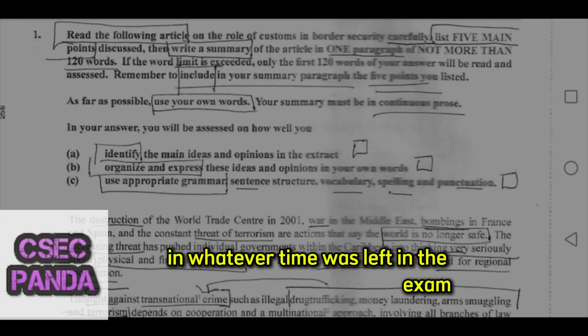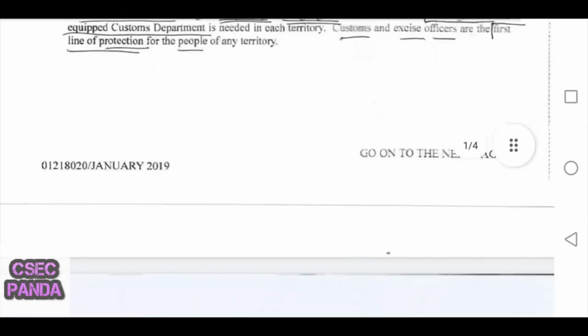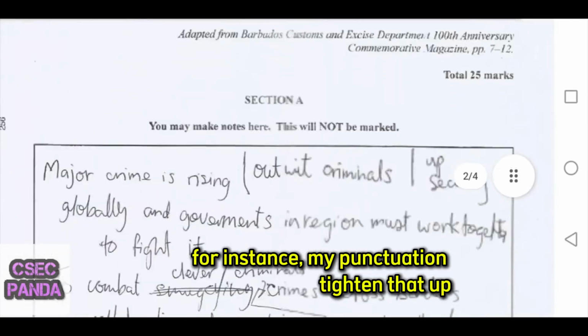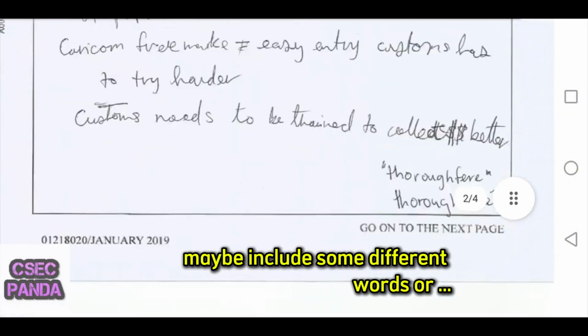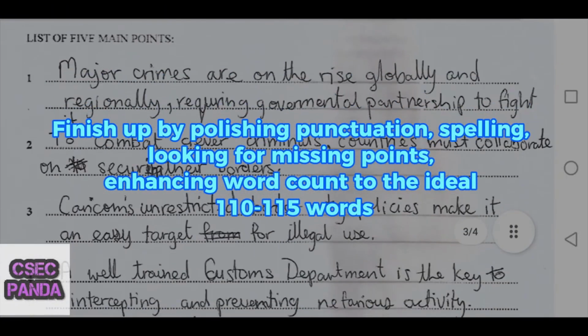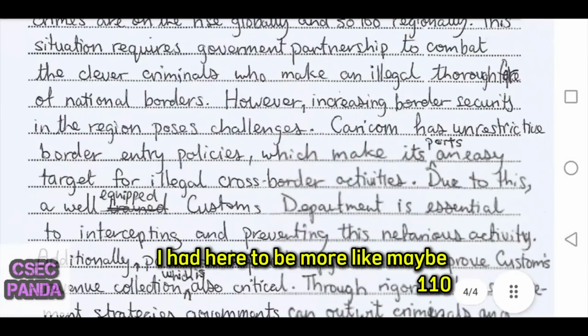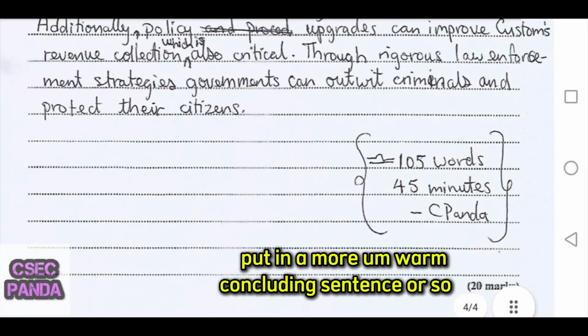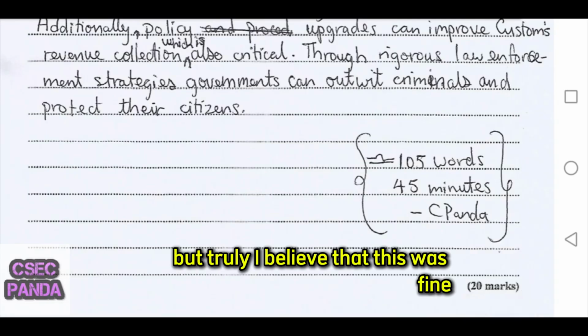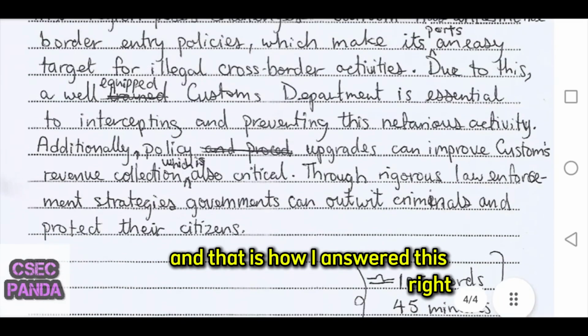and put in some more punctuation, tighten that up, maybe include some different words, or maybe extend the 105 words that I had here to be more like 110, and put in a more warm concluding sentence. But truly, I believe that this was fine, and that is how I answer this, right?